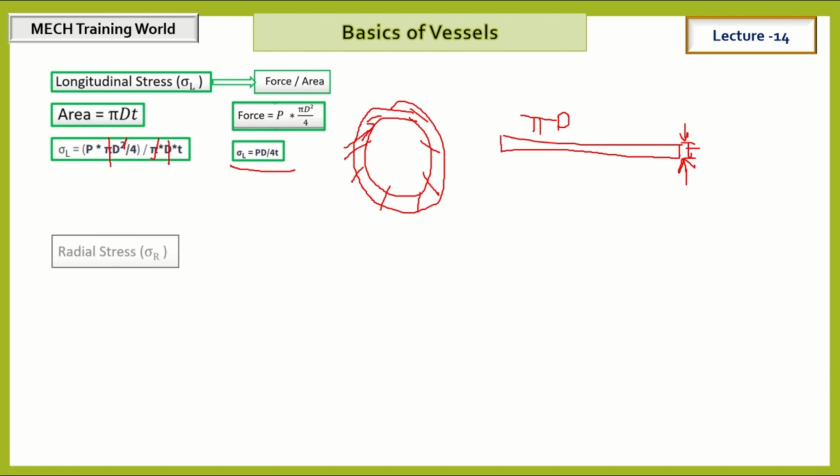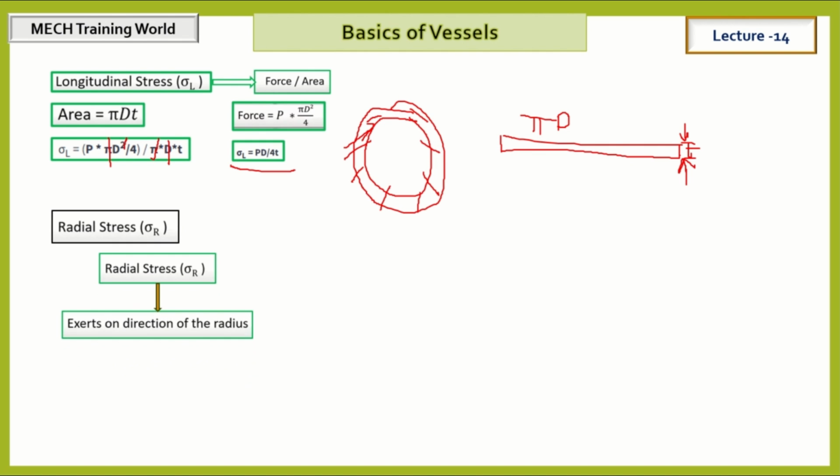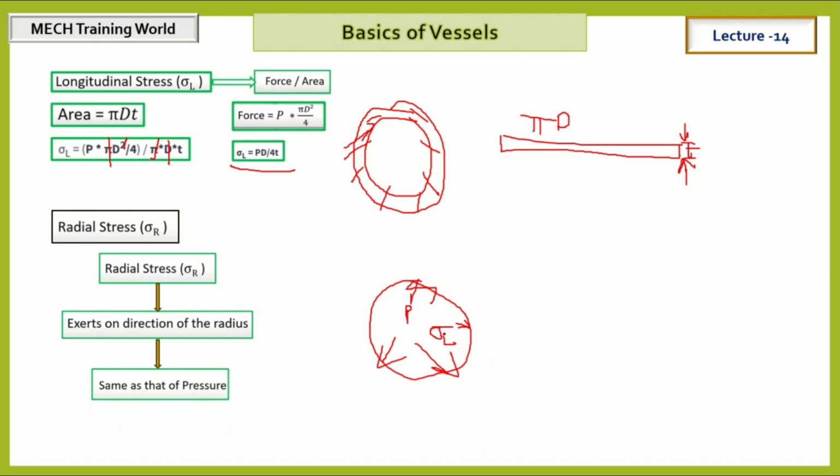Next is radial stress. Radial stress exerts in the direction of the radius. Radial stress acts in this direction, and the pressure also acts in the same direction, so both areas are the same. The radial stress acting here is equal to the pressure. I hope you understand this formula.